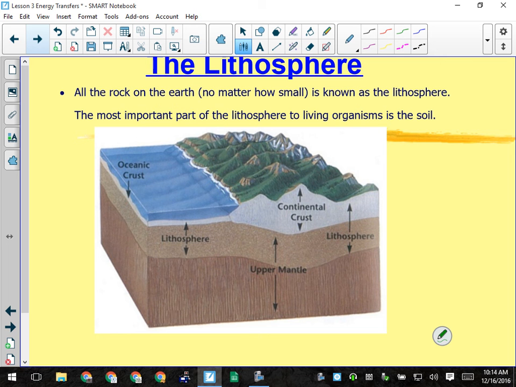All right, the lithosphere. All the rock on Earth, no matter how small, is known as the lithosphere. And the most important part of that is the soil, because that's where plants can grow and get their nutrients. That's usually the top layer as well that's doing all the absorbing of solar energy.